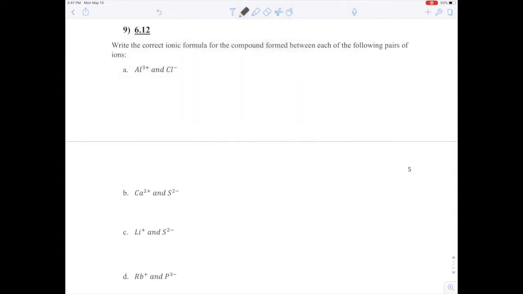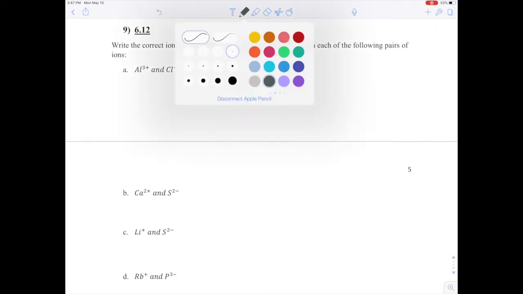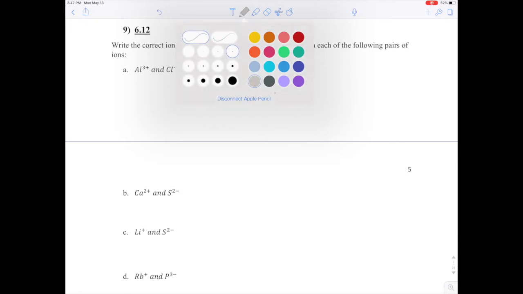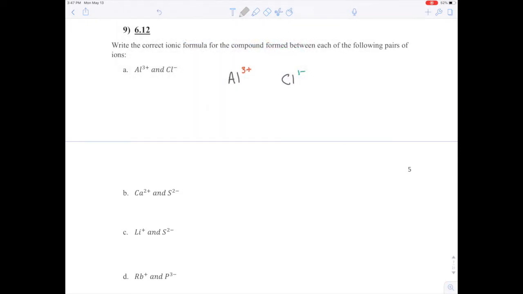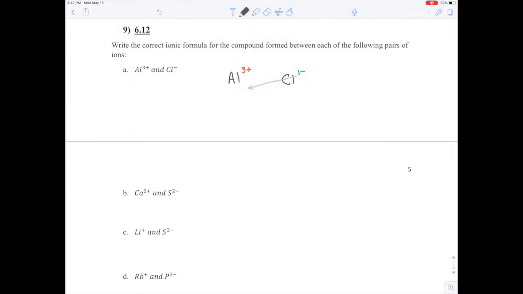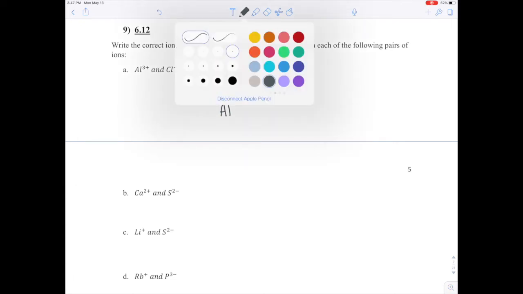So I'm going to write the ions again. Aluminum has a 3 plus here, and chlorine has a 1 minus. And so to get the subscripts, you just crisscross the charges. So first, that 1 goes at the bottom of aluminum, but you don't have to write the 1 because by writing Al, you know you have one of them.